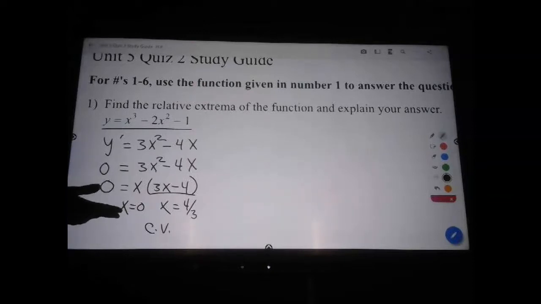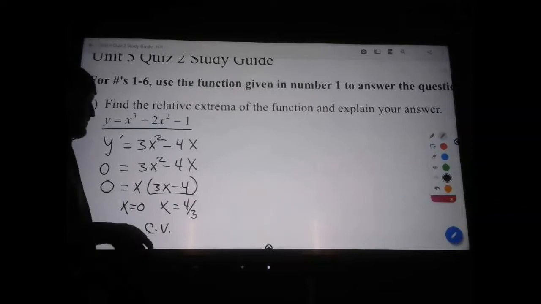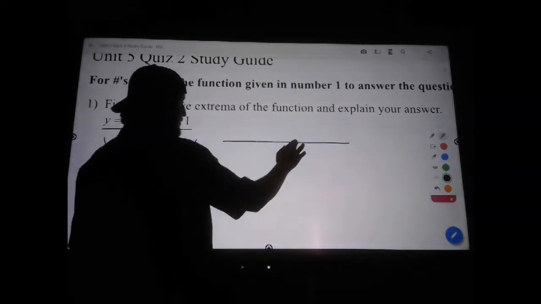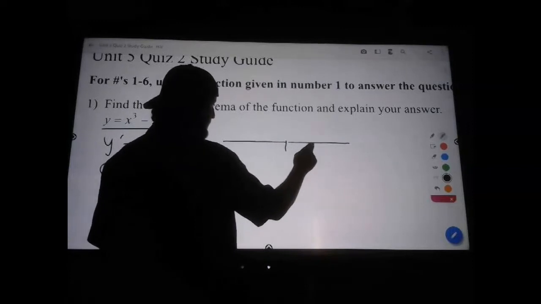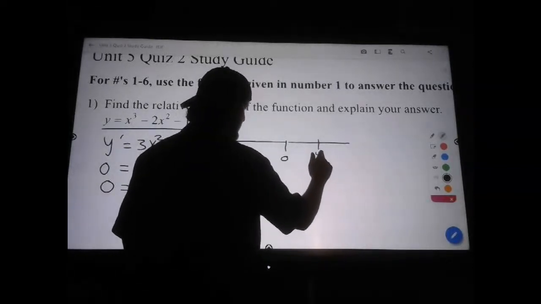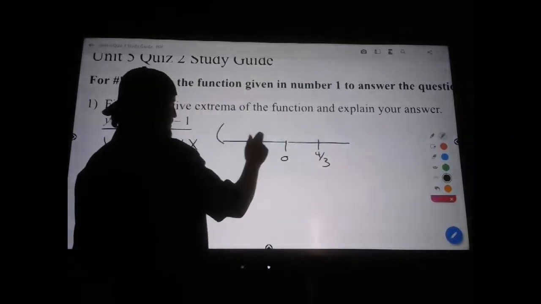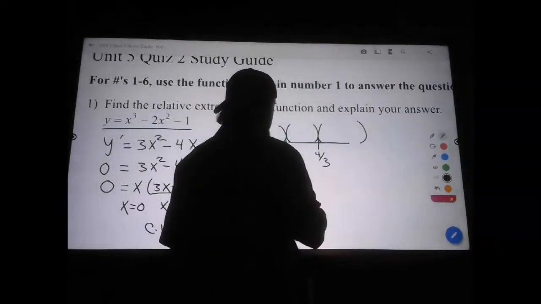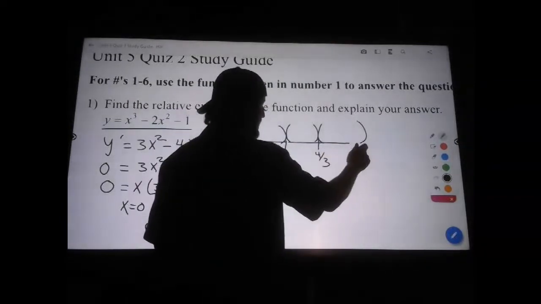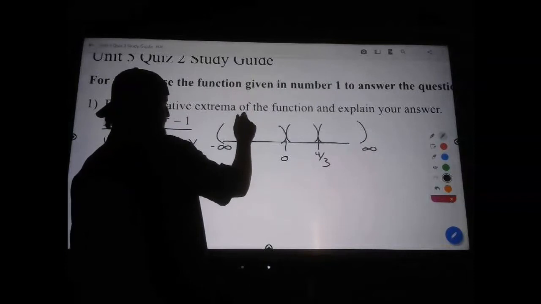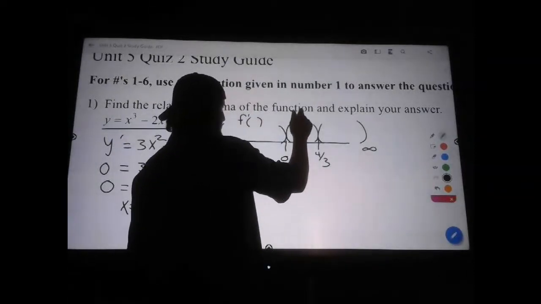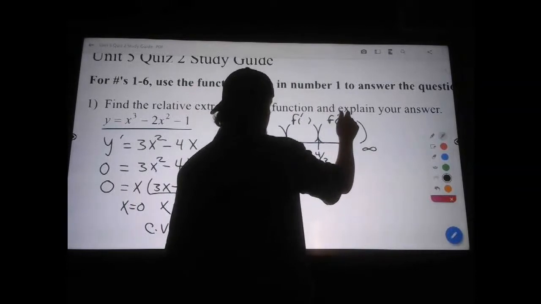So now I think what I'm going to go ahead and do is the first derivative test this time, and then maybe on the next example I'll do a second derivative test. Like I said, it doesn't matter which one you use. So for the first derivative test, what we do is we put our two critical values on a number line, and we pick numbers in between them and plug those into the derivative to see whether the slope of the function is positive or negative at that point.